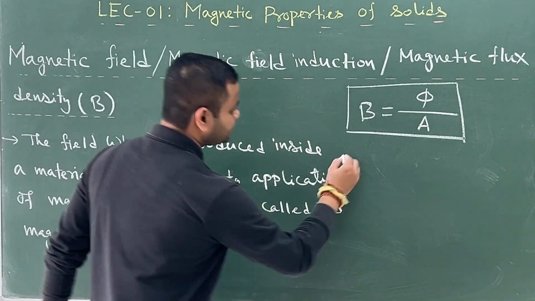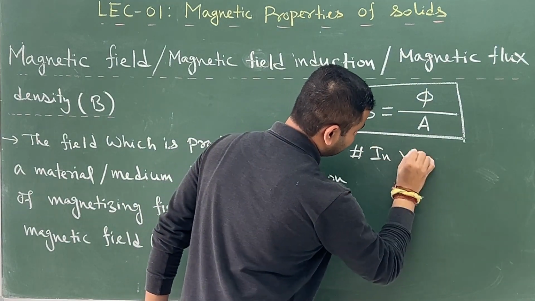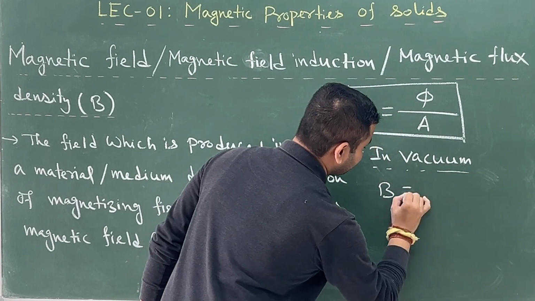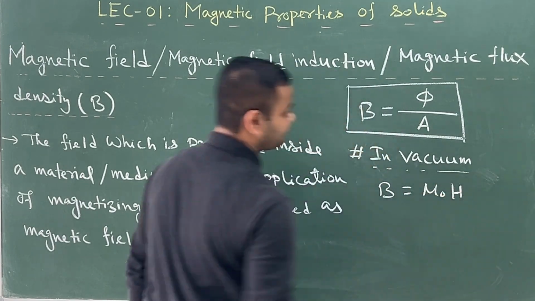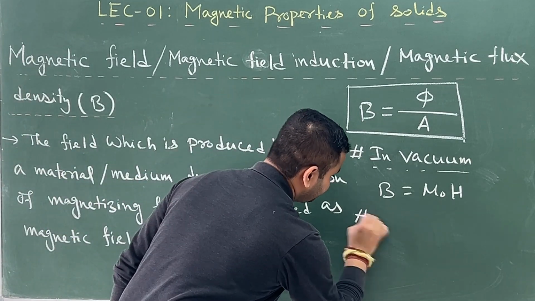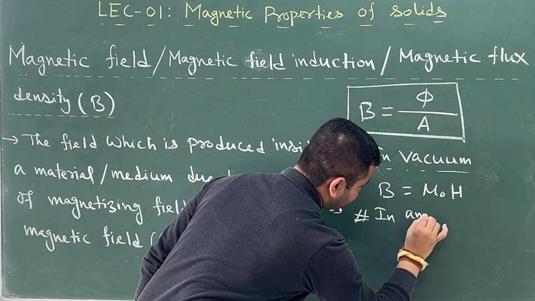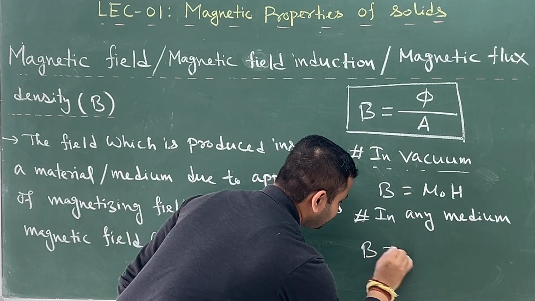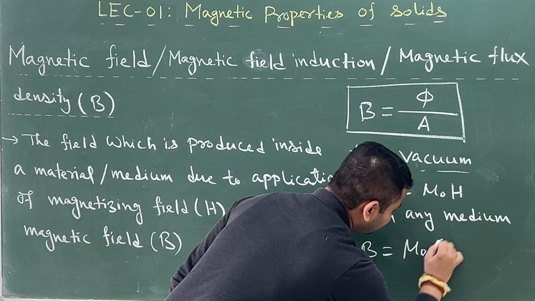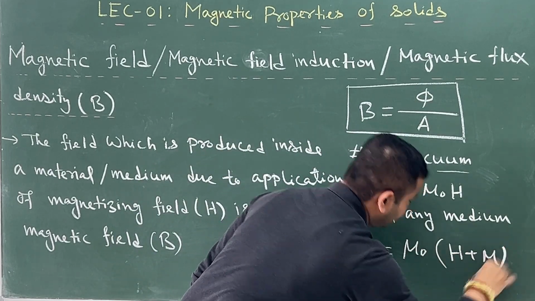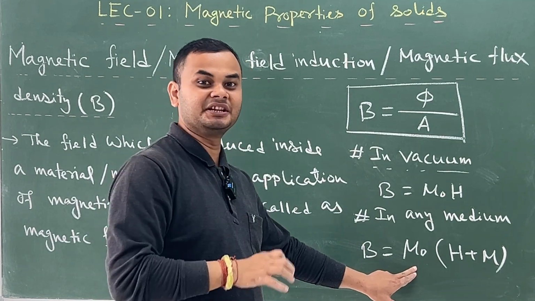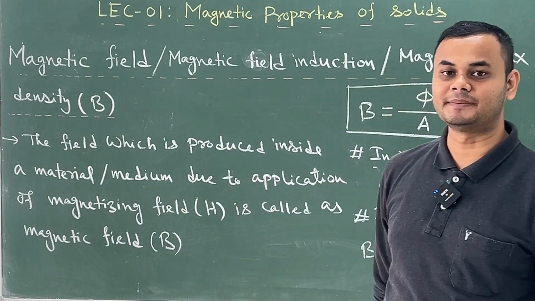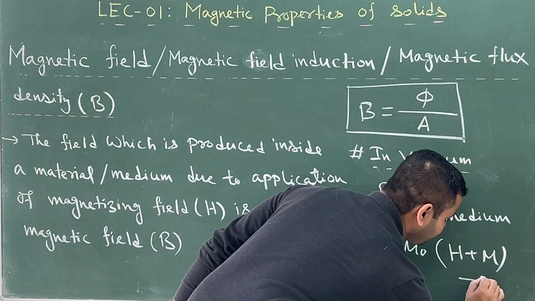In vacuum, the value of magnetic field is equal to mu naught into H, and in any medium the value of magnetic field is given by mu naught into H plus M. Here mu naught is the permeability of free space, H is the magnetizing field and M is the magnetization of that material. Suppose this is equation number 1.